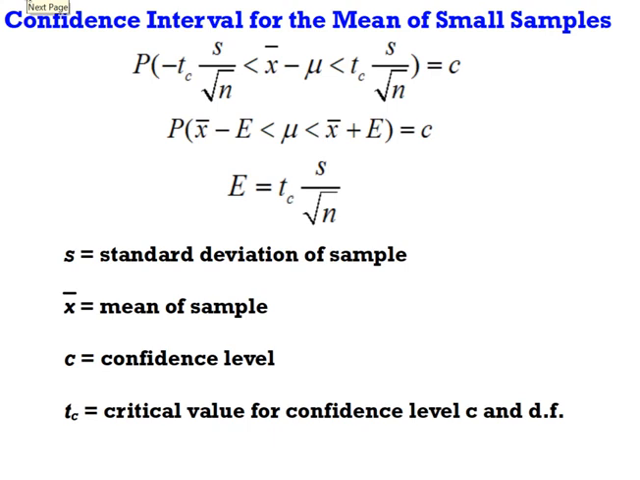Okay, so here's kind of the idea. It's very similar to what we did in 8.1. Your error is what you're going to add and subtract from your sample mean, and that's just going to change a little bit because now you're using a critical value that's t, and you're using the sample standard deviation.